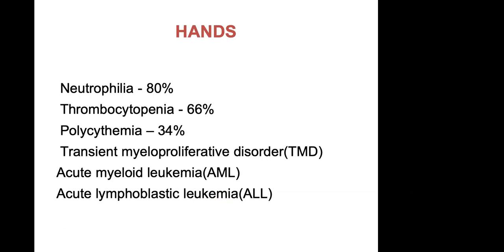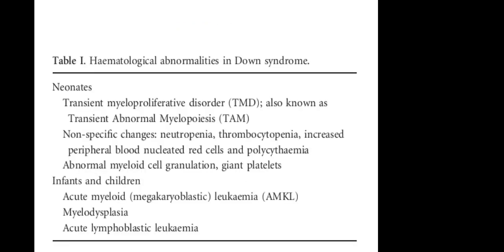Coming to the hematological abnormalities in Down syndrome, they may have neutrophilia; 80% of patients may have neutrophilia. They may have thrombocytopenia or polycythemia. They may have the transient myeloproliferative disorder, which we saw in the last patient, and they may develop acute myeloid leukemia or acute lymphoblastic leukemia. We'll see how the pathogenesis of TMD, AML or ALL develops. Depending on the age, you can diagnose actually.